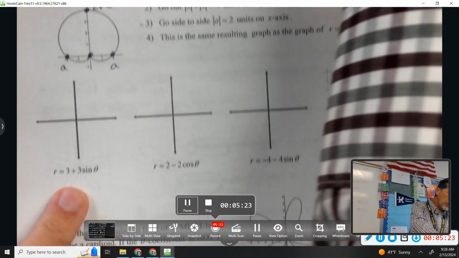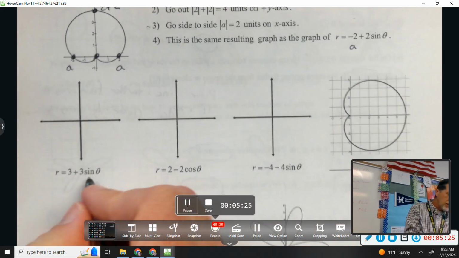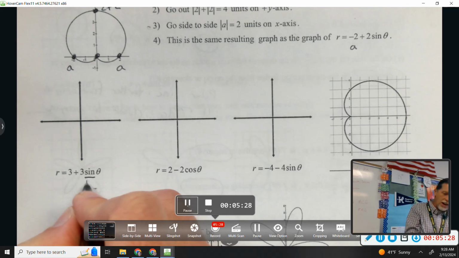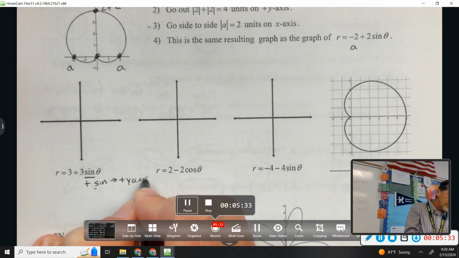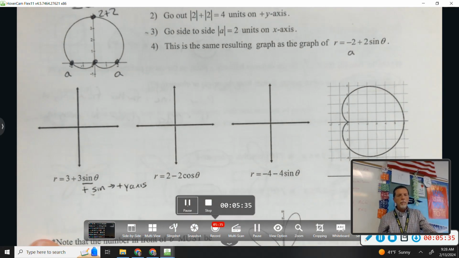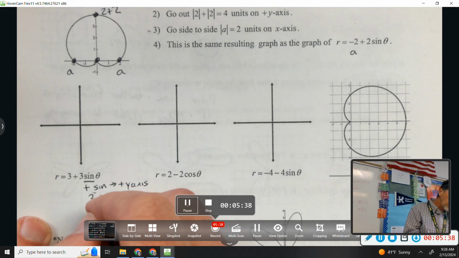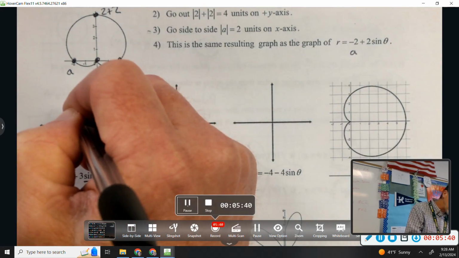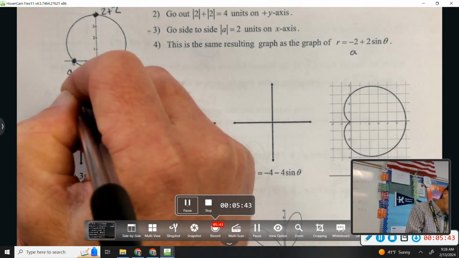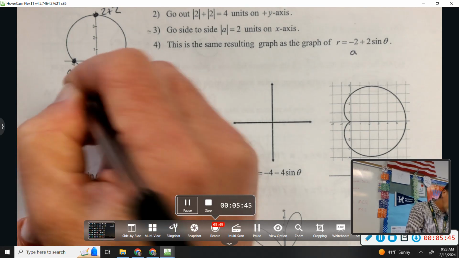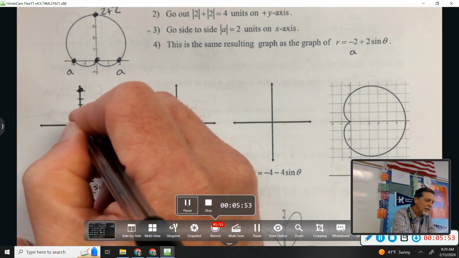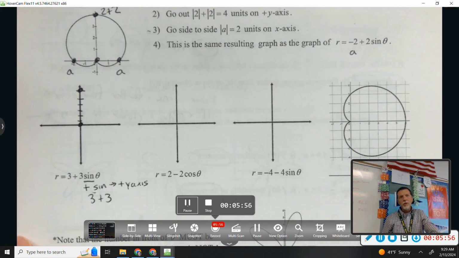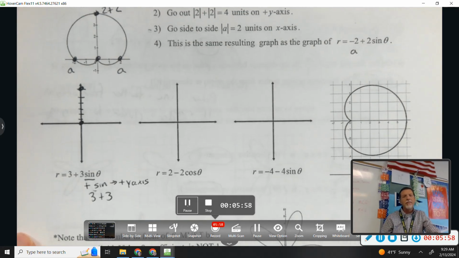So let's do 3 plus 3 sine theta. The first thing I see is that it's a positive sine, so I know this will be on the positive y-axis. So 3 plus 3, that'll get me up the positive y-axis. So 1, 2, 3, 4, 5, 6. Three minus 3 is the other end of the y-axis. Obviously, that's always going to be a 0 because A and B are equal to each other, because it's a cardioid.